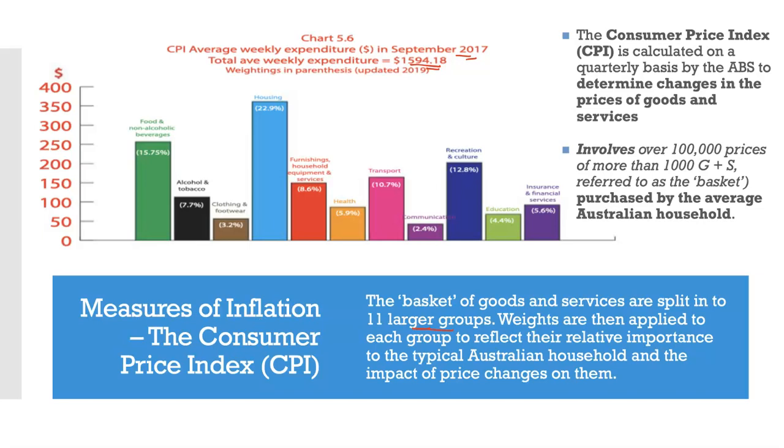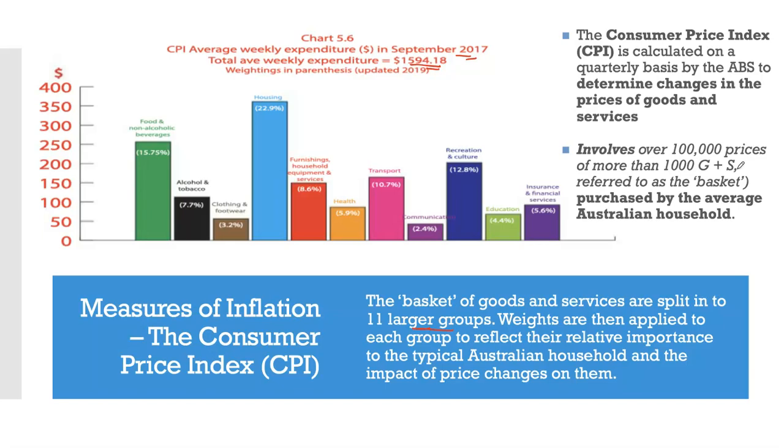As we know, the Consumer Price Index is calculated on a quarterly basis and determines the change of goods or services in terms of the basket. So we calculate this on a quarterly basis. I think the next one is coming up very soon in April 2022. And the Australian Bureau of Statistics looks at 100,000 prices of more than 1,000 goods or services in this basket.